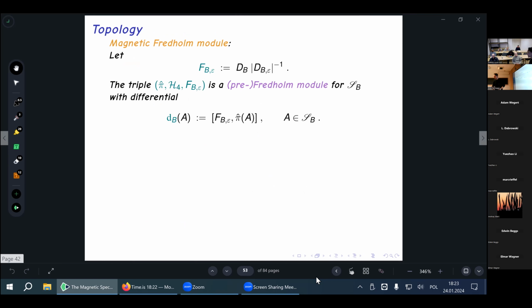Now, geometry. Topology. Differential geometry, differential topology to be more precise. To do that, I need a Fredholm module. I have my Dirac operator, I can compute my Dirac phase. Then I have this triple, my representation, my Hilbert space, my Dirac phase. I can construct the differential.